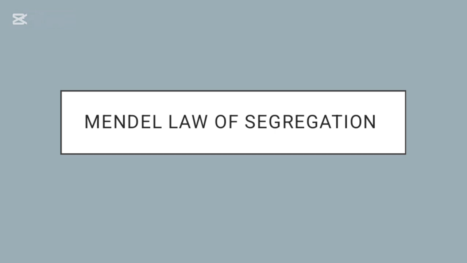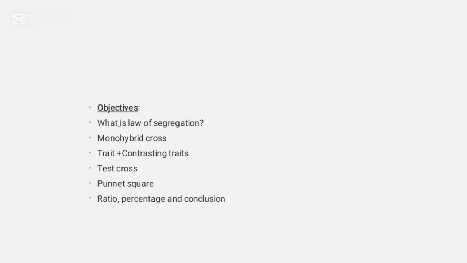In this topic, we will discuss what is the law of segregation, what do you mean by monohybrid cross, what are the traits and contrasting traits in this law, how to solve these traits with the help of test cross and Punnett square, and what is the ratio, percentage, and conclusion of this law. So let's start the topic.